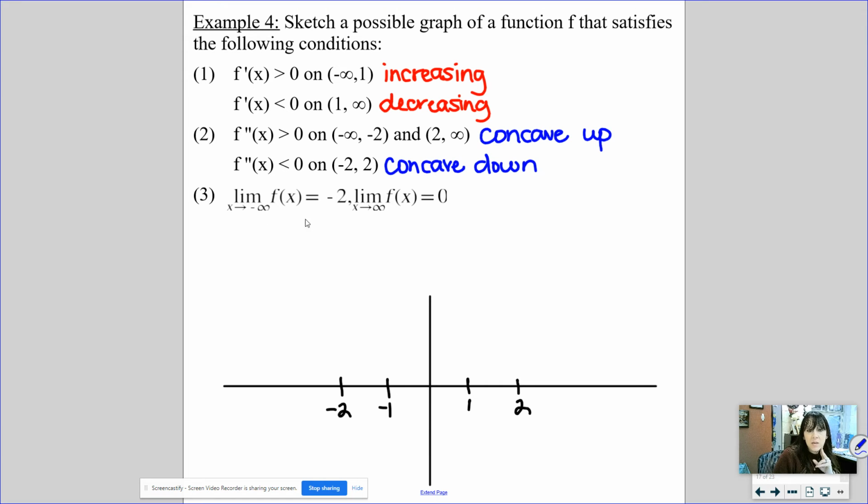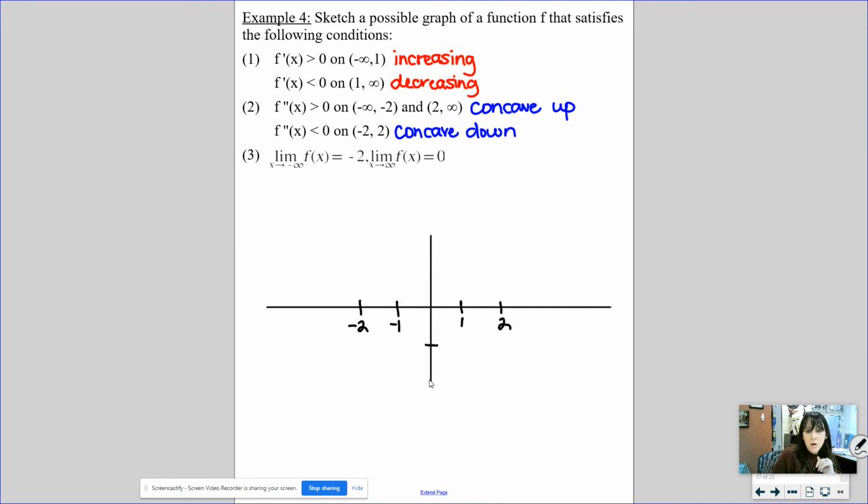And then the limits, as x approaches negative infinity, that means that the limit is going to be equal to negative 2. So that's like the y value. It just tells you like the height, I guess. So as x approaches negative infinity, that means the graph, if I go to the left, is going to sort of like level out. There would be an asymptote here.